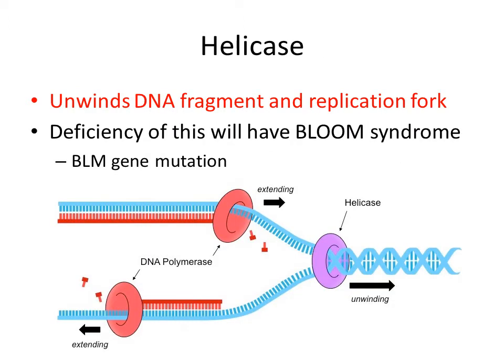So the next thing is helicase. Helicase unwinds the DNA at the replication fork. You can see in the picture that helicase is unwinding the DNA in order to replicate the strand of DNA very easily. If we have a deficiency of this enzyme, we will get Bloom syndrome, and that is a mutation of the BLM gene.